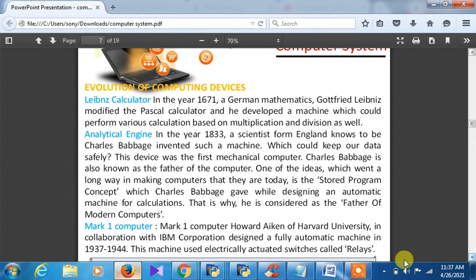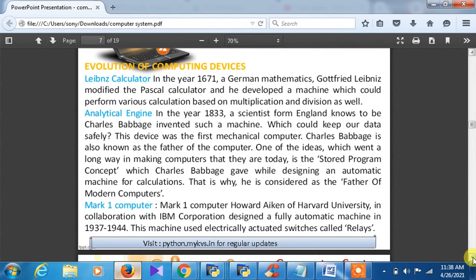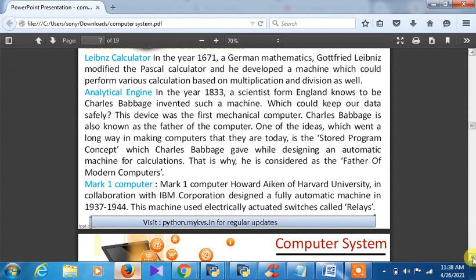Okay, then Mark I computer, which Howard Aiken of Harvard University invented in collaboration with the IBM Corporation. You have heard about the full form of IBM: International Business Machine. Okay, it's a fully automatic machine developed between 1937 to 1944. This machine used electrically actuated switches called relays. Nowadays we have relays in several devices, like in an inverter, and whenever we are igniting our cars, there also relays are functioning. So the relays supply the DC current to the machine. All right, so this is the Mark I computer actually.